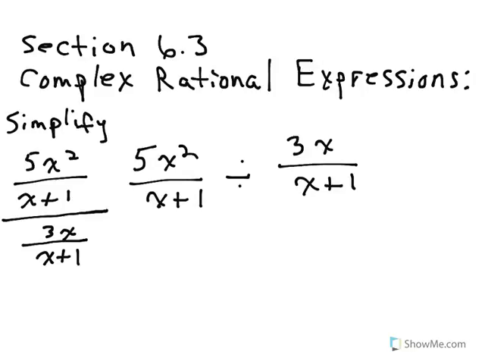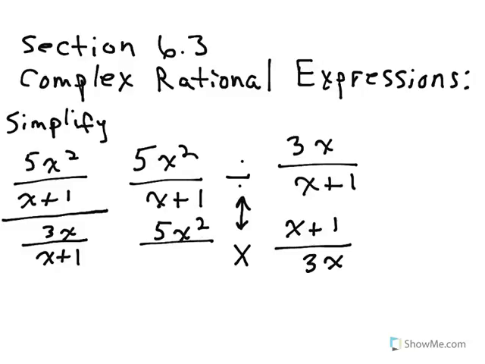You cannot divide fractions, so we change it from division to multiplication and flip the second fraction upside down, and that becomes x plus 1 over 3x. The first fraction stays exactly as is.